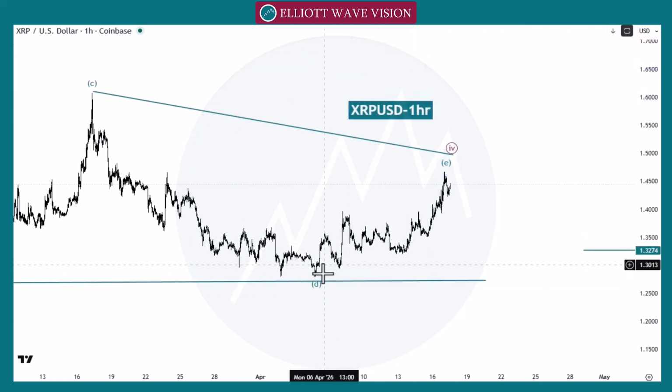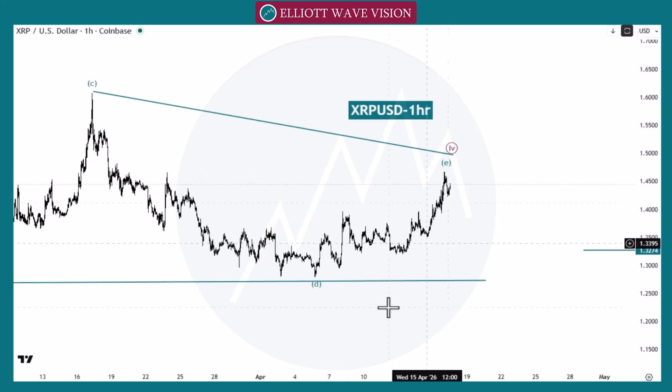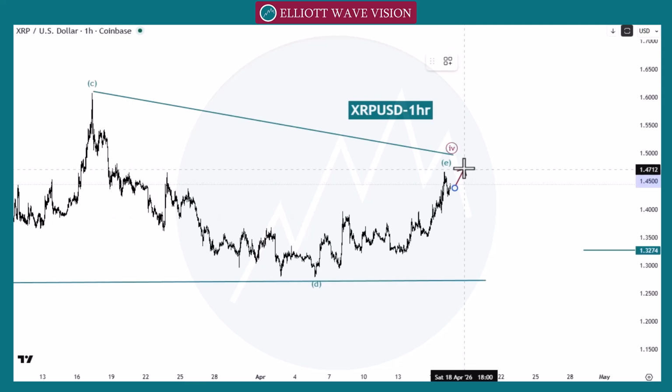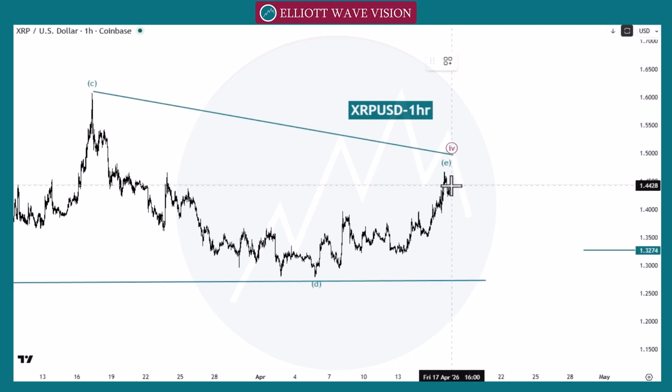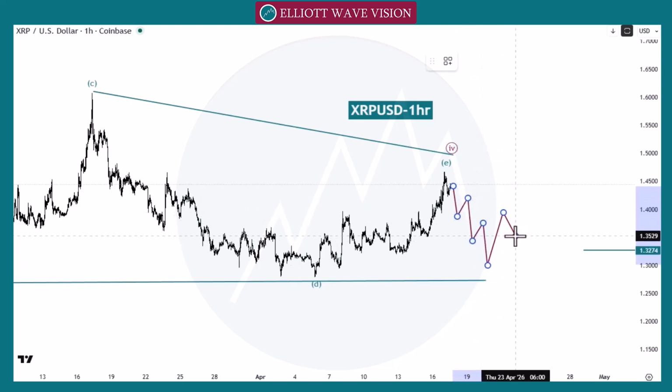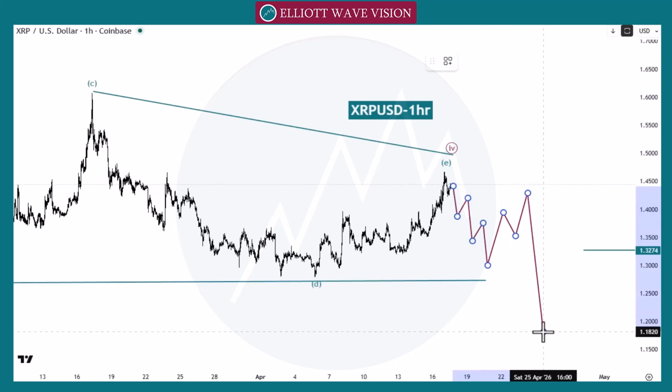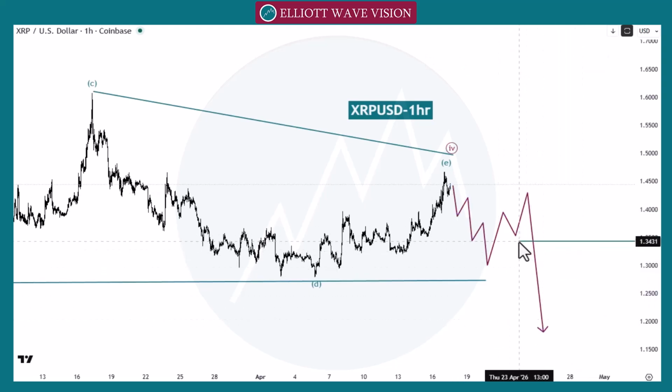So market gives us this move as a wave A, wave B, 1, 2, 3, 4. Now we need to wait for this high, then the next impulsive move. Or that's also possible, market may give us the impulsive move like 1, 2, 3 or 1, 2, 3, 4, 5, A, B and C.